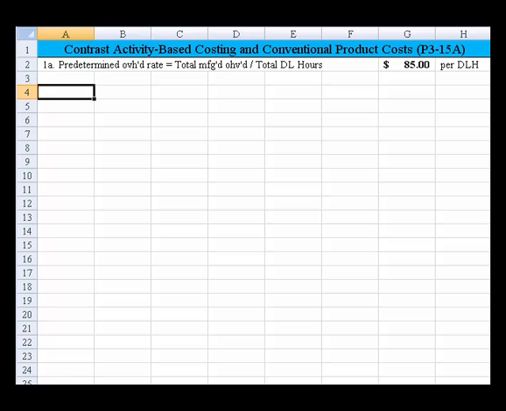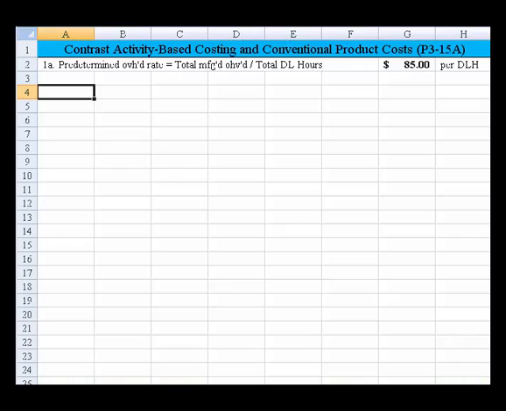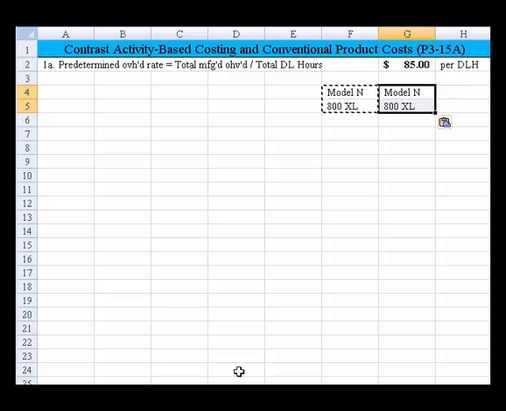All right, let's take a look at 1B. 1B says compute the unit product cost of each model. Alright, so what we need to do here is break them down. There was a Model N800XL, and let me just copy this over here, and there was a Model N500 with no XL.